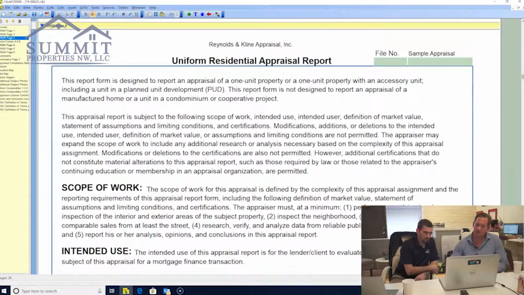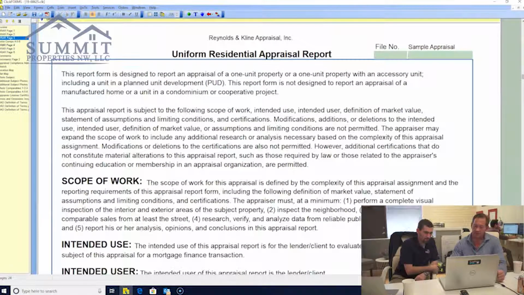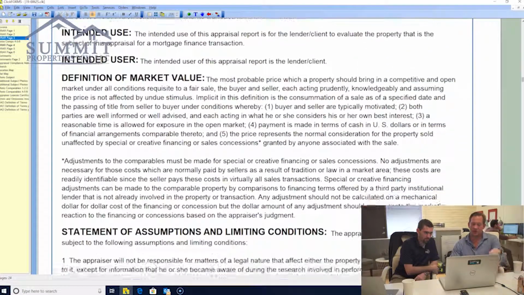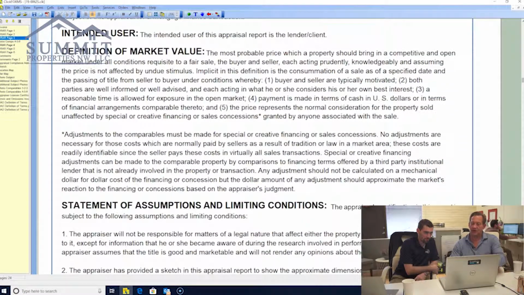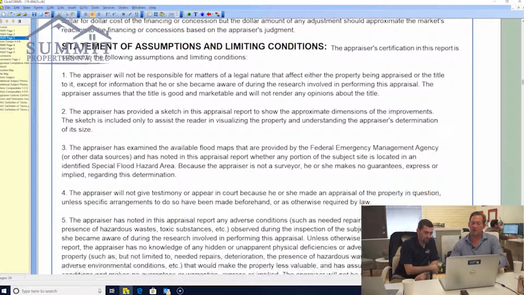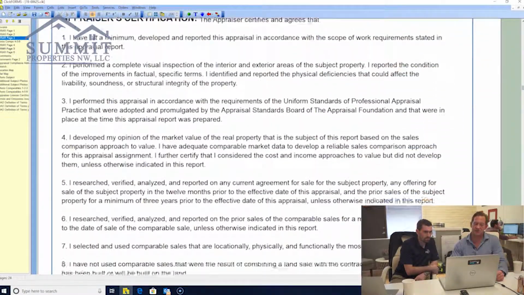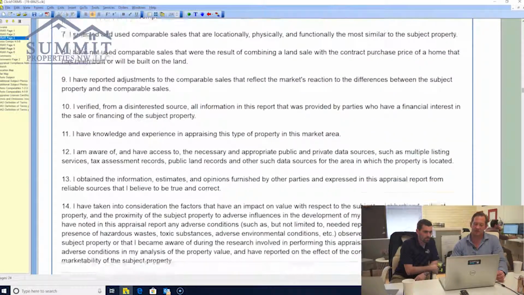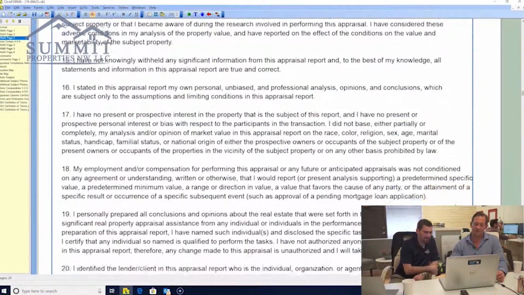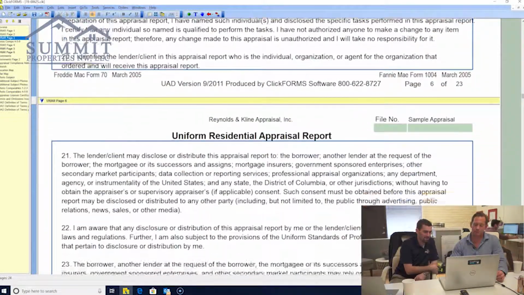And this is our certification pages. This kind of says what we did, the scope of the work. All right, scope of work. This is the intended user. This is kind of boilerplate, single family appraisal. You can read that at some point if you want to fall asleep quick. I understand there's some stuff that has to go into each one.